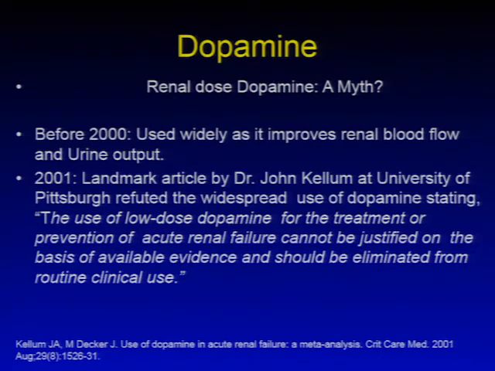There are considerable controversies about renal dose dopamine. Before 2000, renal dose dopamine was used widely as it was thought to improve renal blood flow and urinary output. In 2001, the landmark article by Dr. John Kellum at the University of Pittsburgh refuted the widespread use of dopamine, stating the use of low-dose dopamine for treatment or prevention of acute renal failure cannot be justified on the basis of available clinical evidence and should be eliminated for routine clinical use.